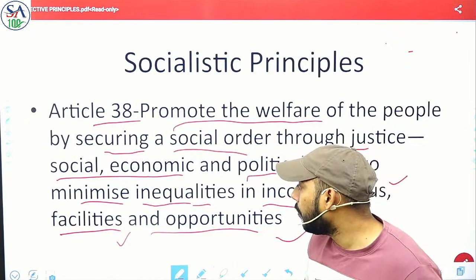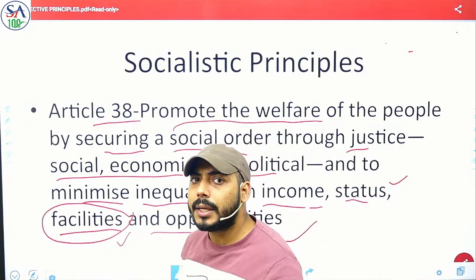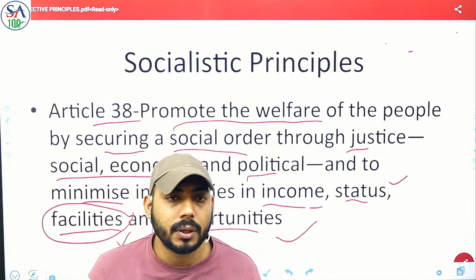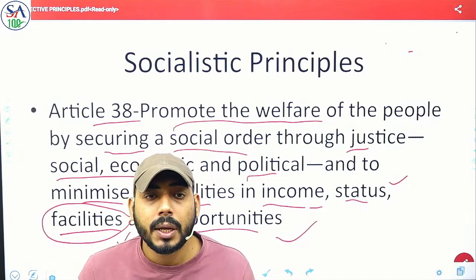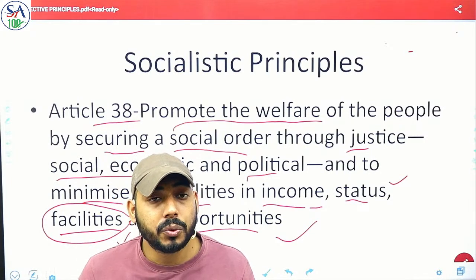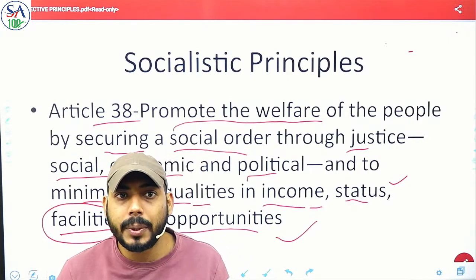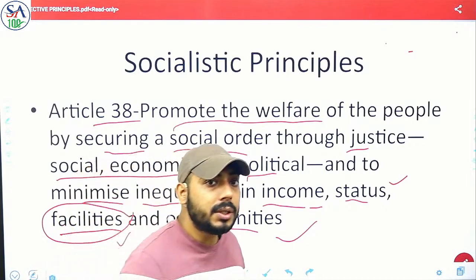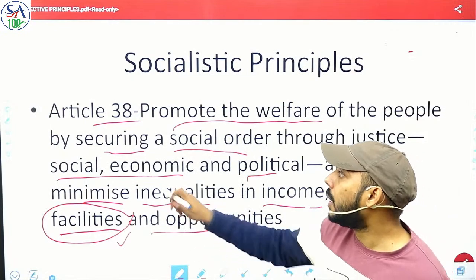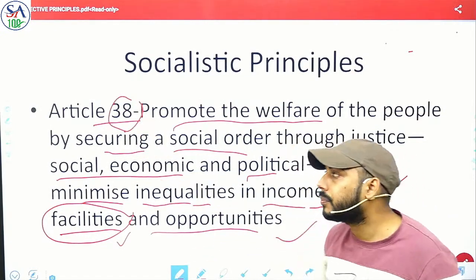For example, if we talk about facilities, urban areas have more facilities and rural areas have fewer. So the government is creating more infrastructure in rural areas so that facilities in those areas can also be increased. This directive, or this work done by the government, falls under Article 38 of the Indian Constitution.